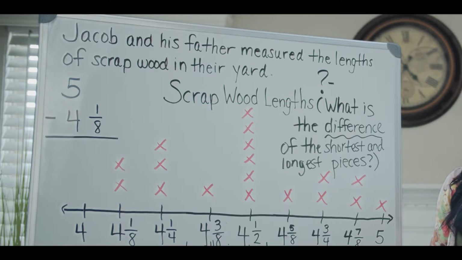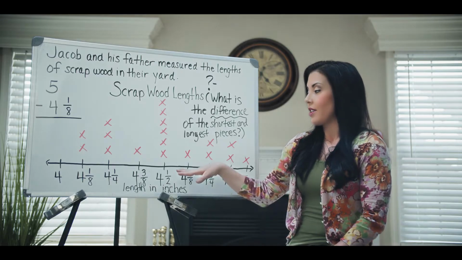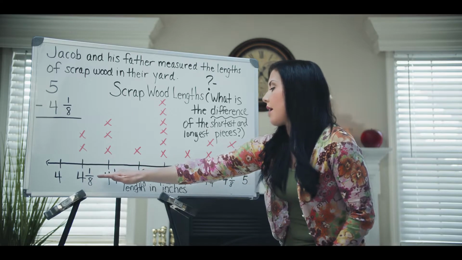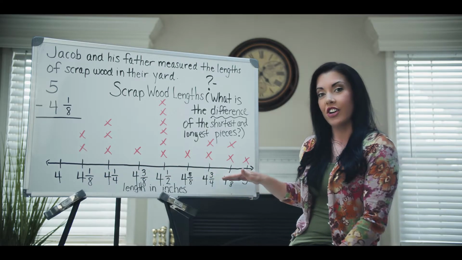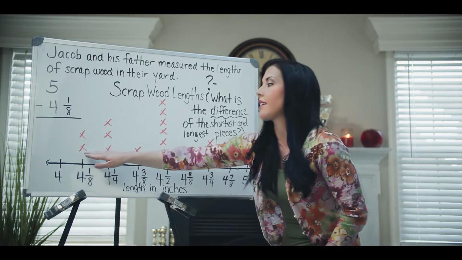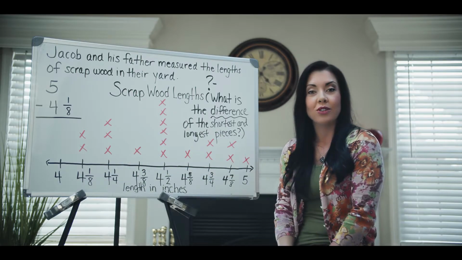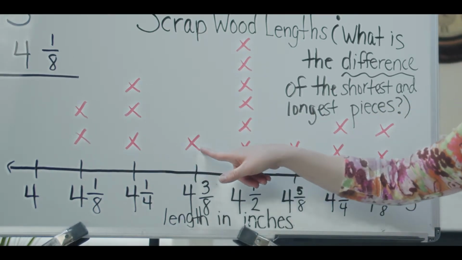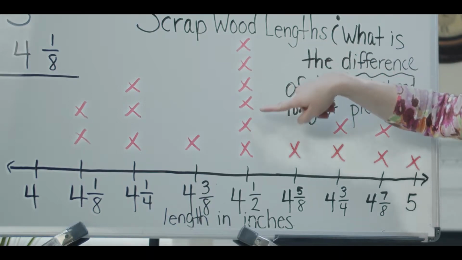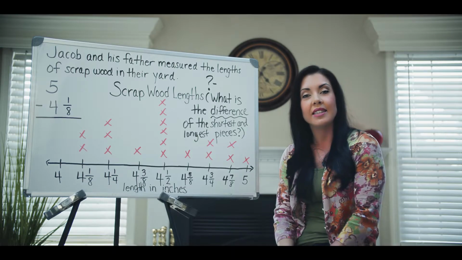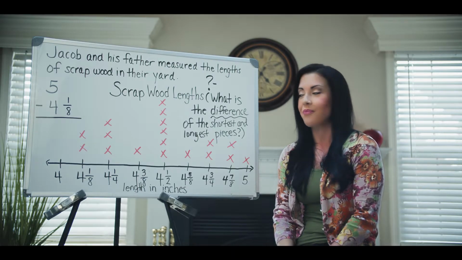Jacob and his father measured the lengths of scrap wood in their yard. What I did that you see here on the board is take information from a frequency table about the lengths of each of the pieces of wood that they have in their yard. Every time I saw that measurement occur, I put an X. Okay? So as you can see, I have 1, 2, 3, 4, 5, 6, 7, 8, 9, 10, 11, 12, 13, 14, 15, 16, 17, 18 pieces of data that I had to put on the line plot.